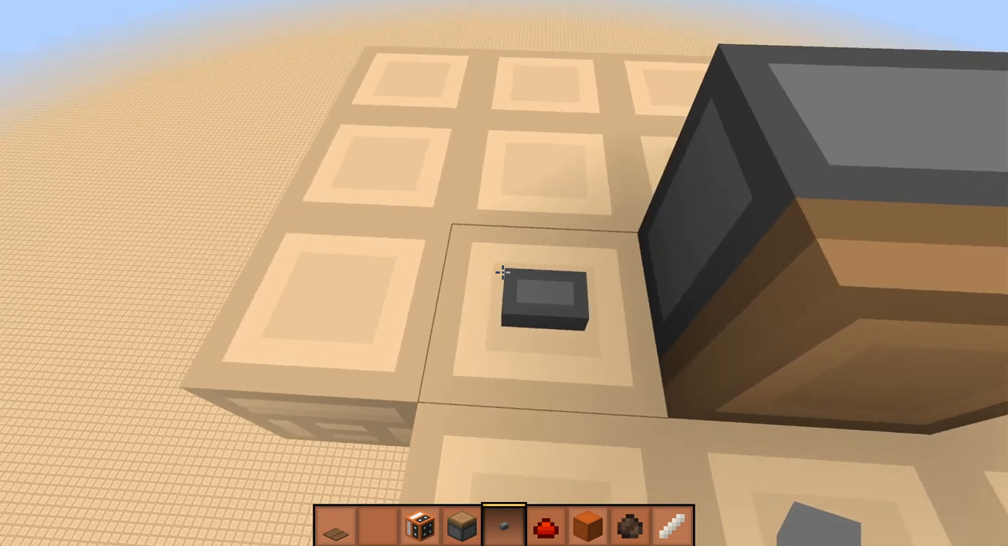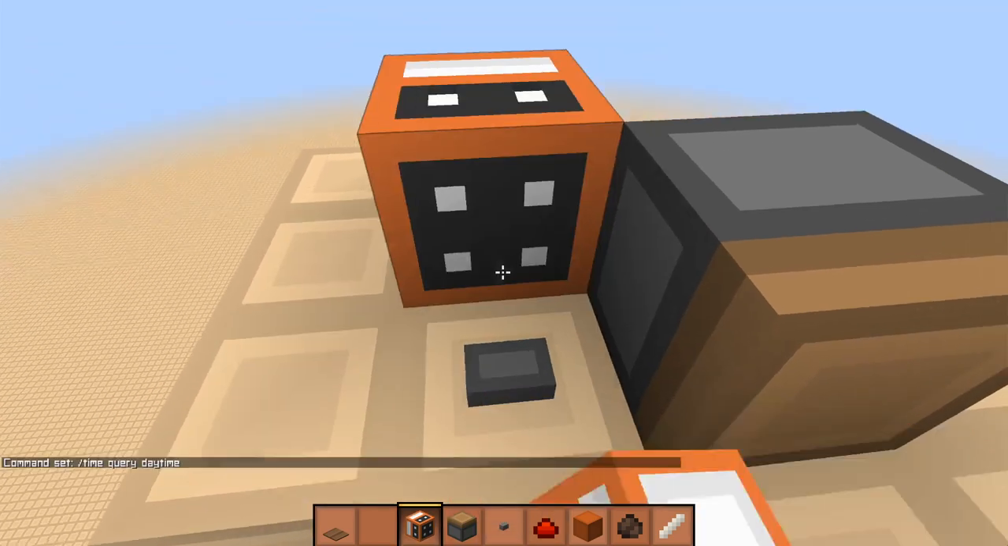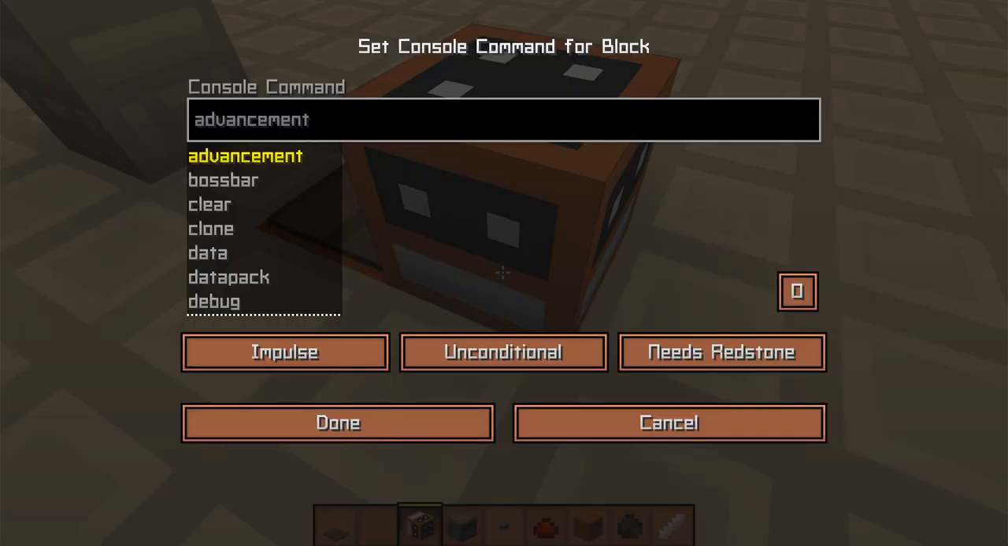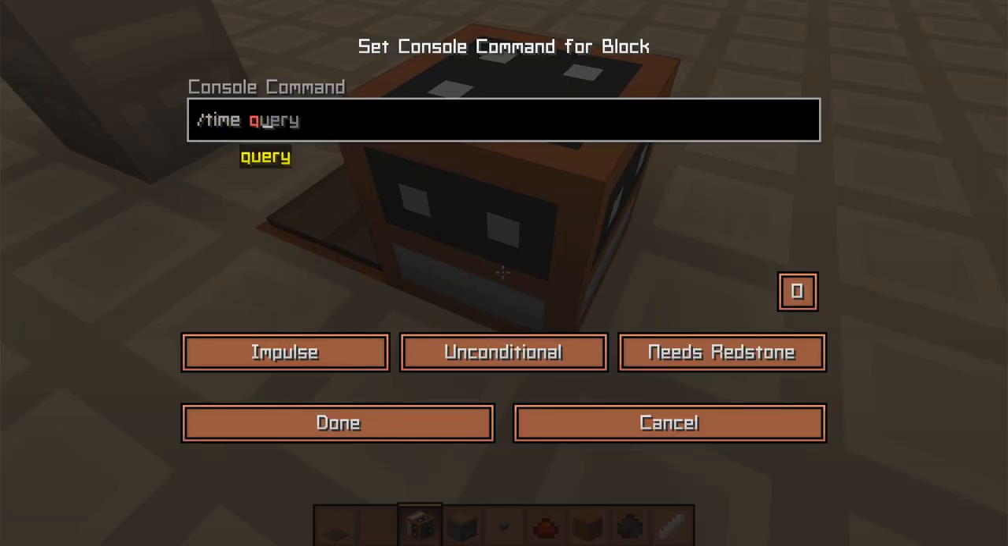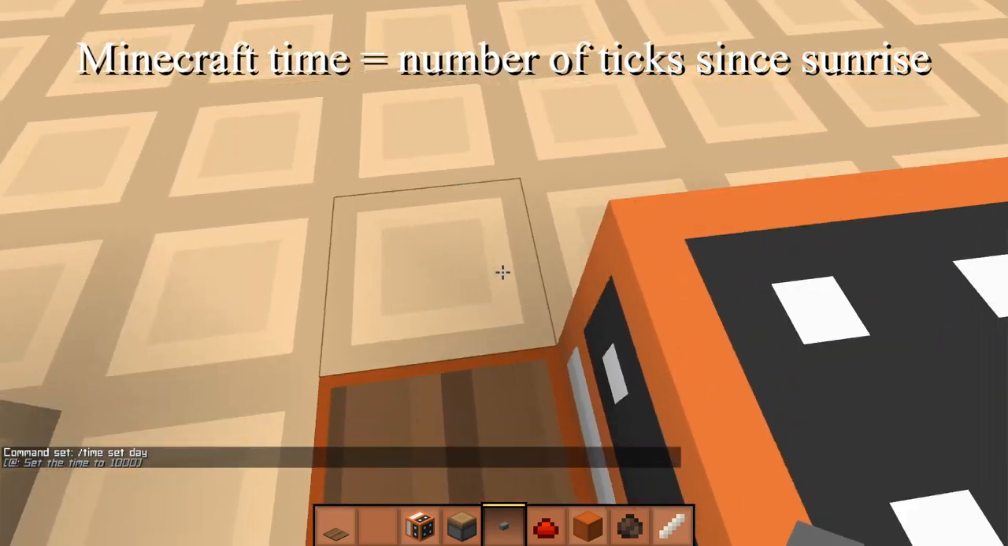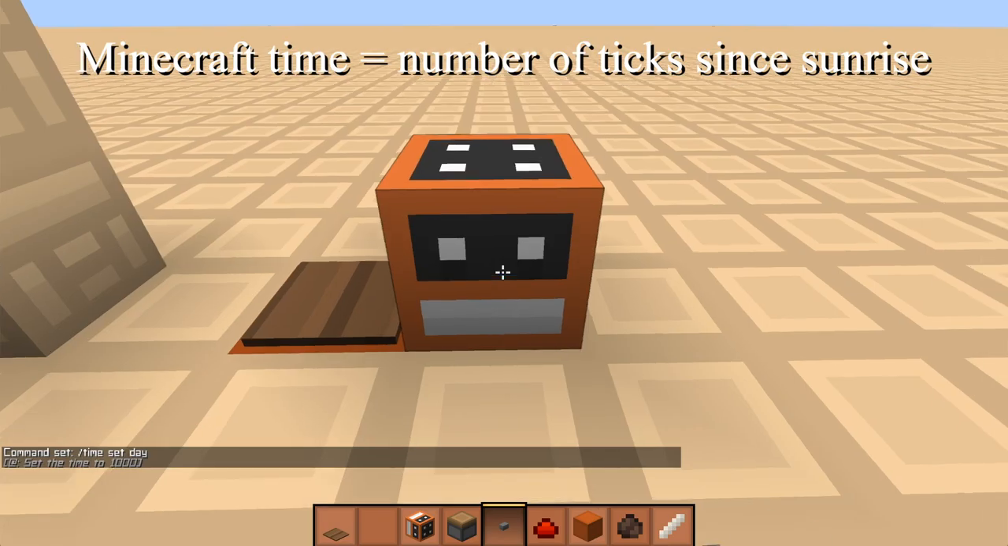At the top I have a button that will activate both the command block and the piston. The piston will push the items off the edge. The command block has the command /time query daytime, which lets you know how many ticks have passed since the start of the Minecraft day. Now you may be wondering what I mean by ticks. A Minecraft tick is the time measurement in Minecraft, and 20 ticks is equal to 1 second.